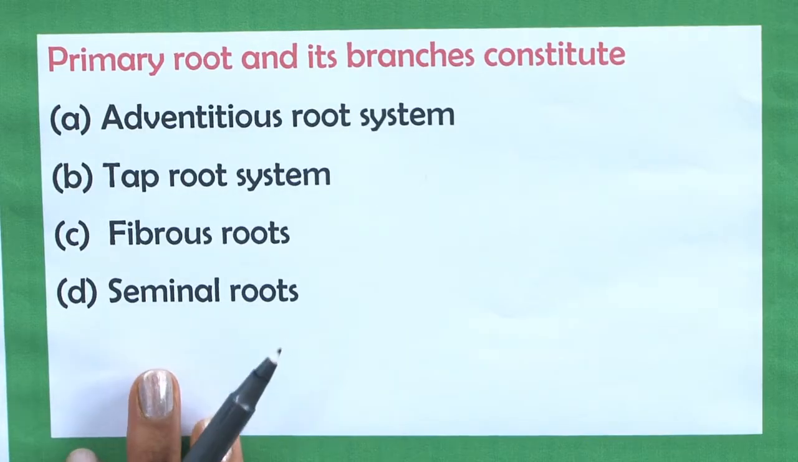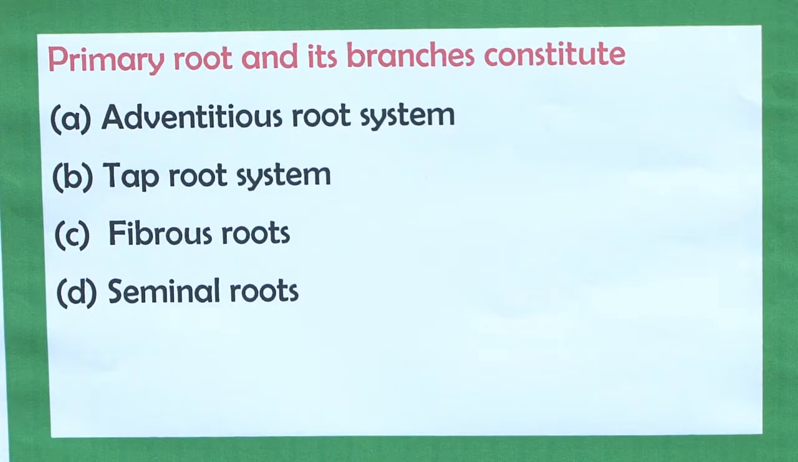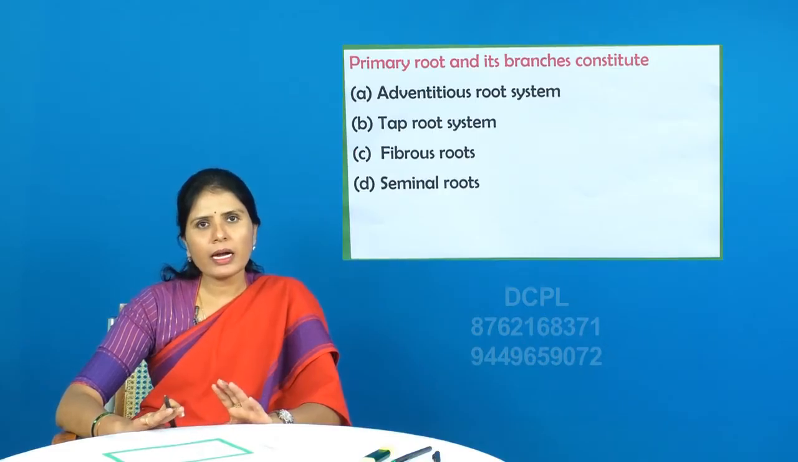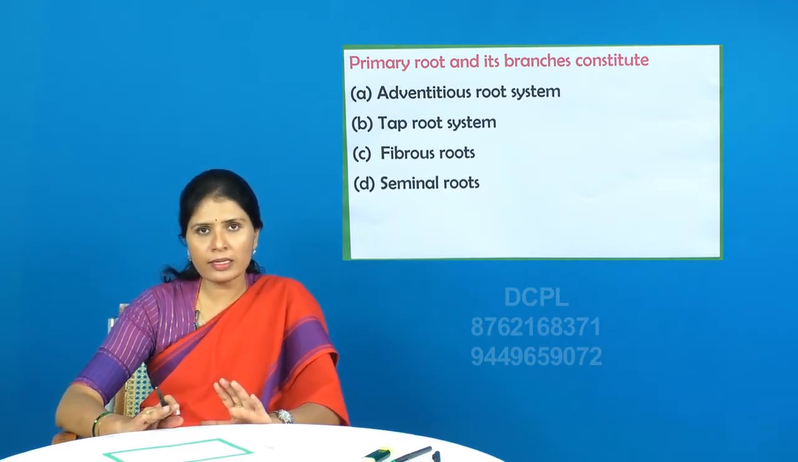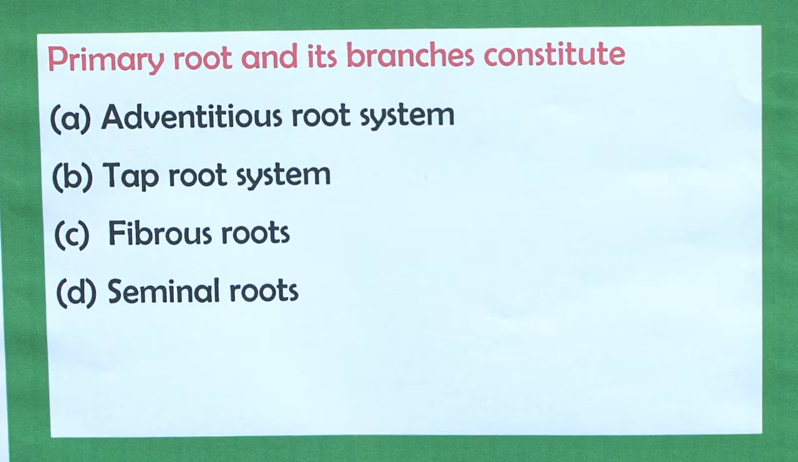The option left is the seminal roots. What exactly are the seminal roots? Seminal roots are the adventitious lateral roots which are developed from the ungerminated kernels. They are again adventitious lateral roots, so they are not the derivatives of radicle. So, the taproot system is an appropriate answer. The primary root which persists throughout the life cycle is called the taproot, and its branches constitute the secondary and the tertiary roots. So, the appropriate answer would be the taproot system.